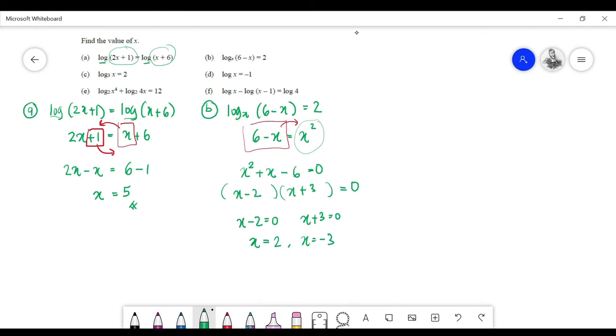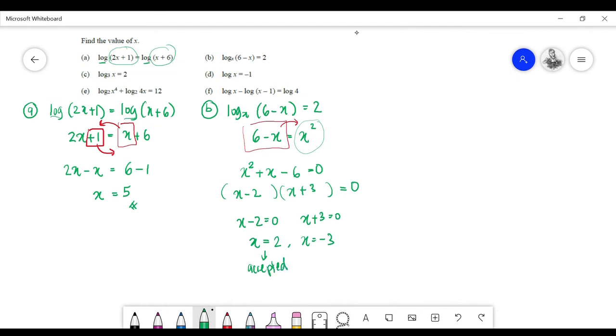Okay, so now you need to check whether either positive 2 or negative 3 can be accepted. So how to do is check. Okay, 6 minus 2, is it positive? Yes, positive, because 6 minus 2 equal to 4. Then 2 is accepted.